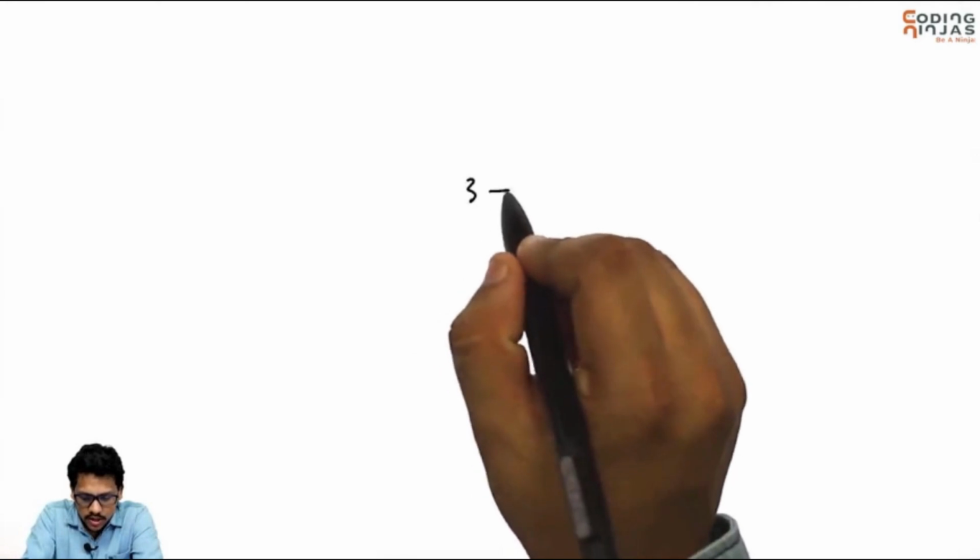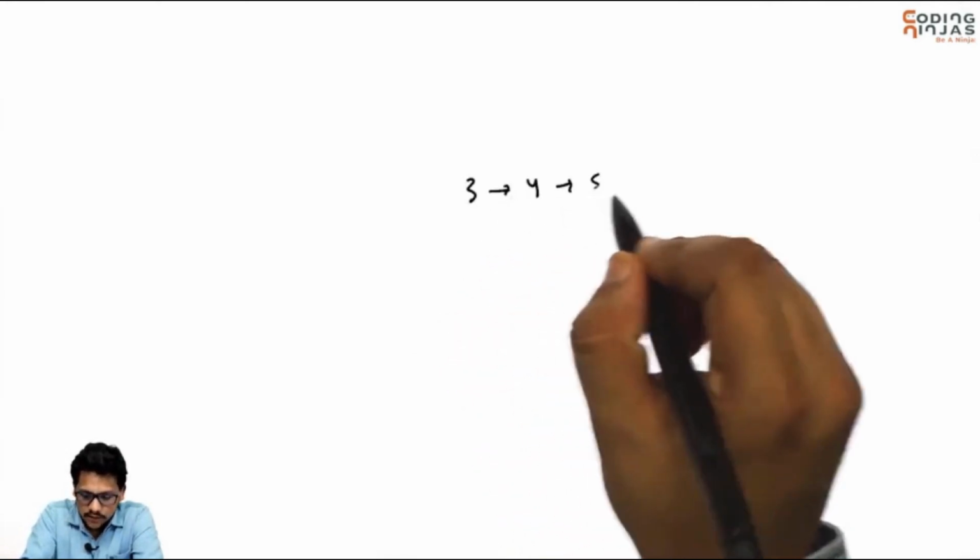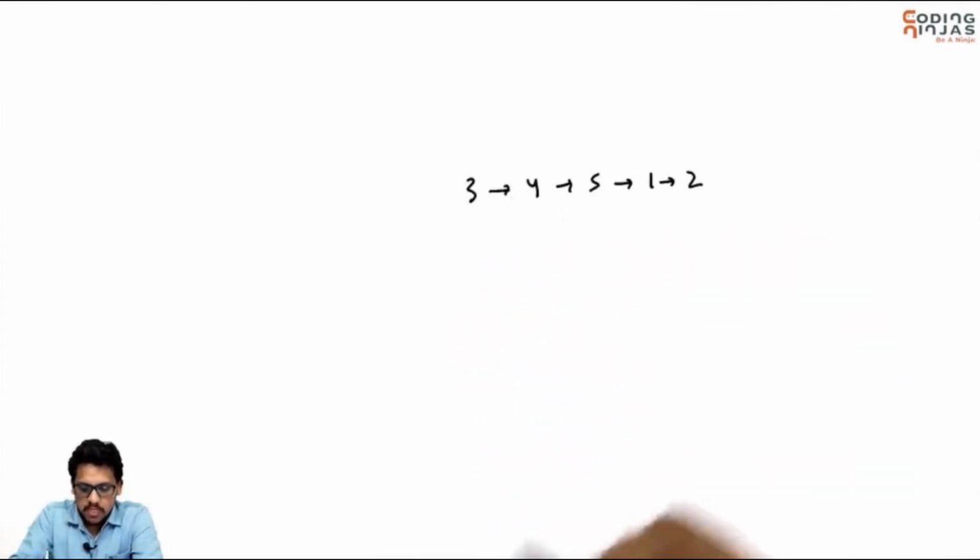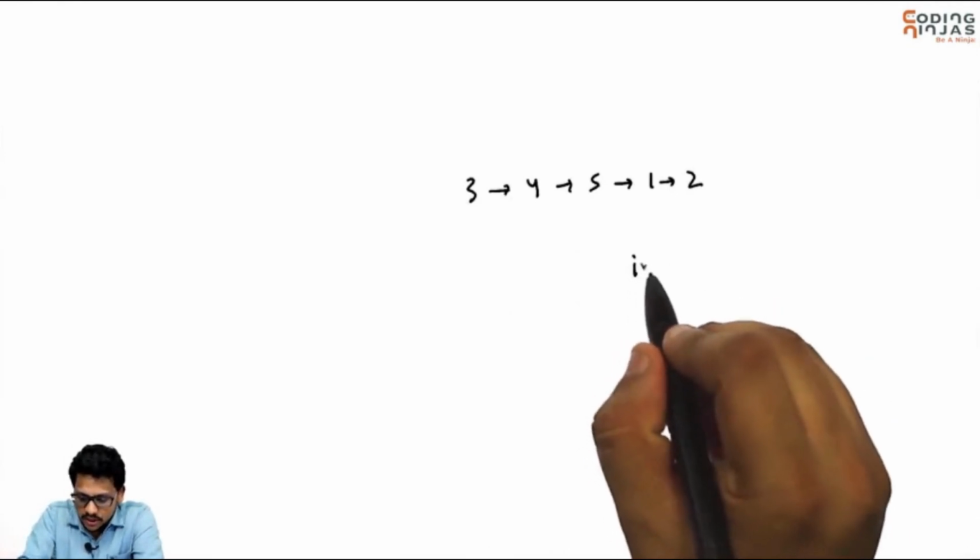Hi. So in this session we are going to discuss a very interesting problem, that is inserting at the ith position in a linked list. Okay. So our question is, let's say you are given a linked list like this: 3, 4, 5, 1 and 2. Your task is to implement this function.